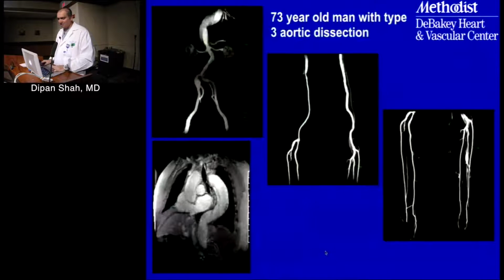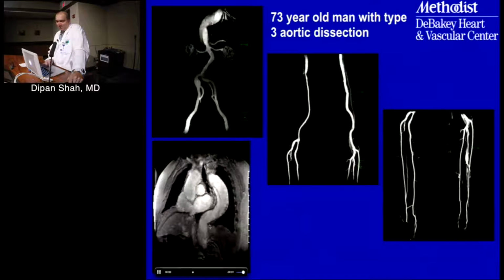Okay, so here's another case. This is a 73-year-old guy who has a type 3 aortic dissection, and he's referred for an MRA to evaluate his lower extremities. He's having some claudication symptoms, and the question is, is there disease in his lower extremities that may be causing this? On the lower left-hand image here is just a cine image of his aorta, and you can see obviously the dissection with the dissection flap. The area to focus on, obviously this study is really to look at his lower extremity arterial system.